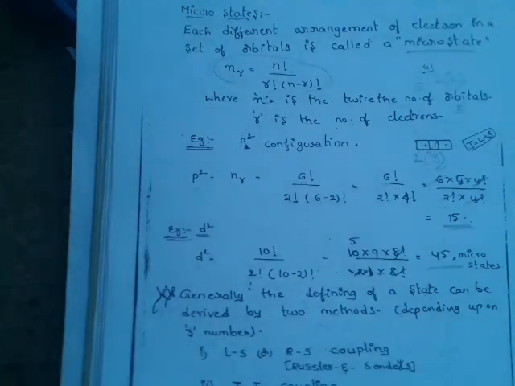So this is the introduction for term symbols. In the next video, let us discuss LS coupling, or Russell-Saunders coupling, and jj coupling. In that video, I will explain the term symbols for different electronic configurations. So this is the introductory video for term symbols. Thank you for your kind attention to this video.